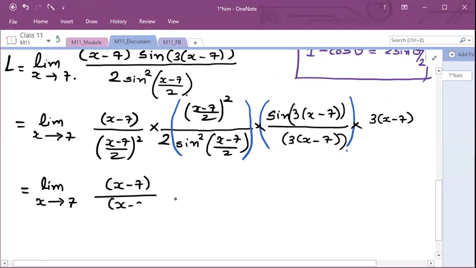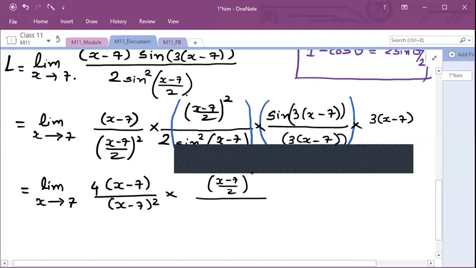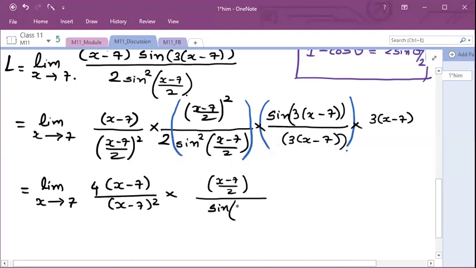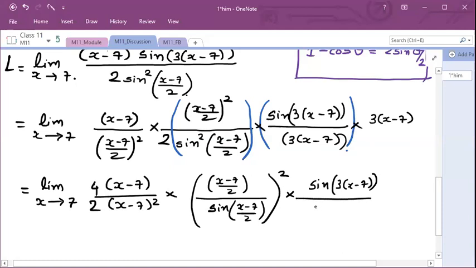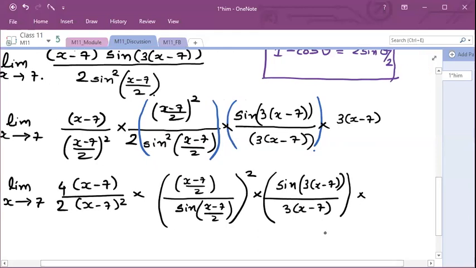2 square is 4, into this is your x minus 7 by 2 whole square, divided by x minus 7 by 2 sine x minus 7 by 2 whole square, right? I have just taken the square as common, and here also we are having this 2. Let me write this 2 over here. Is it clear or not? Into this is your sine 3 times x minus 7 divided by 3 times x minus 7. This is also one bracket, into 3 times x minus 7.